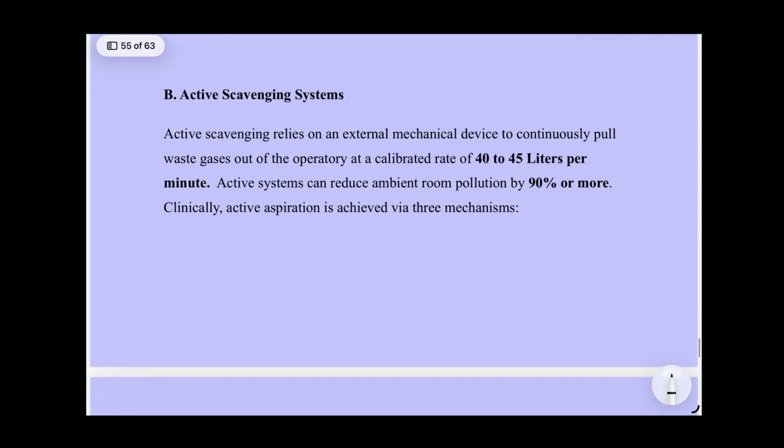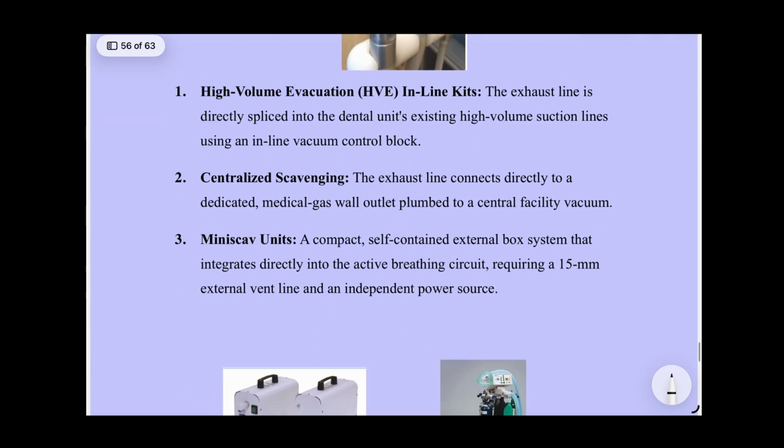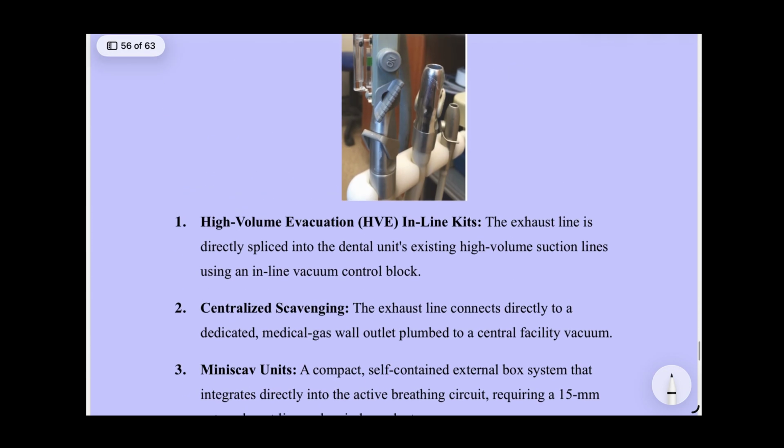Now, active scavenging system. Active scavenging relies on an external mechanical device to continuously pull waste gases out of the operatory at a calibrated rate of 40 to 45 liters per minute. Active systems can reduce ambient room pollution by 90% or more. Clinically active aspiration is achieved via three mechanisms. First is high volume evacuation inline kits.